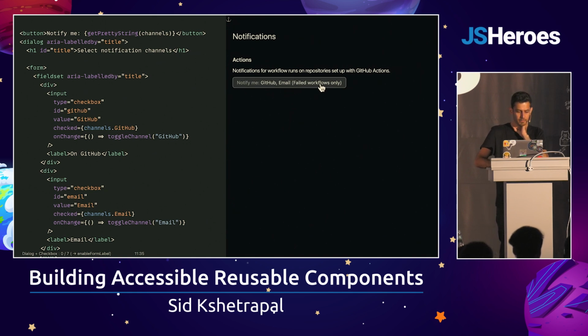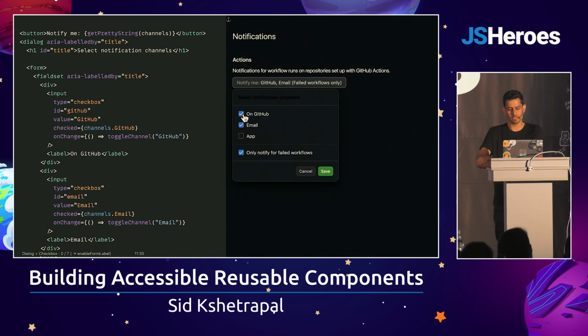So that seems like a nice pattern. You can see I'm using all the semantic things. I'm using a form. I'm using a fieldset. I have this input. I have a label. Seems like I'm doing all the right things. There's an interesting UI thing here where you can only be notified when you select something. If you don't want any notifications, it doesn't really make sense to notify you for failed workflows. So this option is only shown when you have something selected. Right, cool. Now, let's see what screen reader people see.